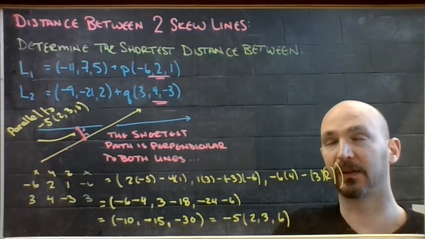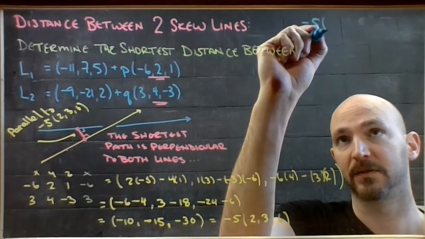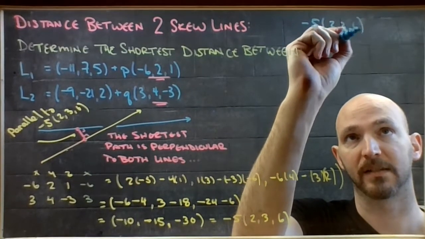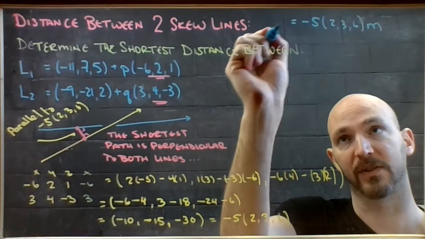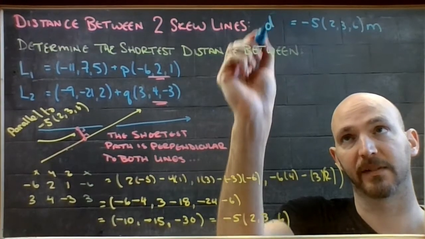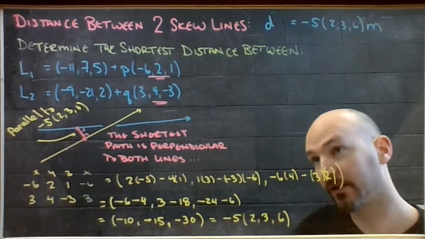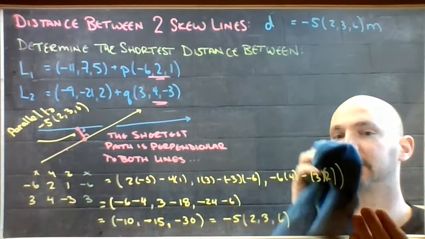Let's use negative 5, 2, 3, 6, m will be this vector connecting the two lines. So I'm going to clear this off, and then we're going to create the vector by doing subtractions and see what we get.